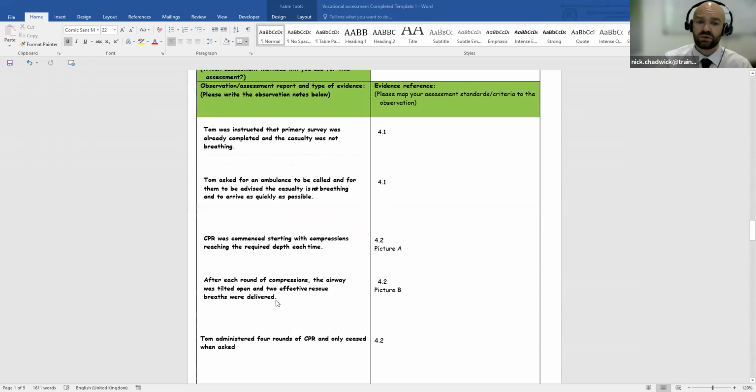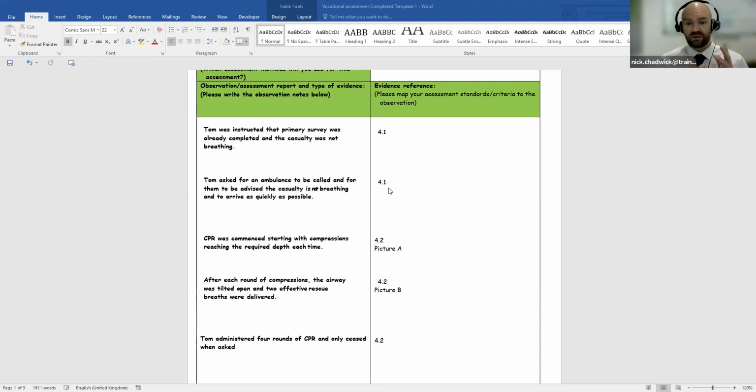Okay. You can, of course, keep your observation notes quite brief when you're observing, because when you observe a learner, that's the main part. You can write up your notes afterwards as well, but the main thing is that you are observing to make sure that the learner is demonstrating the correct technique. So just a few comments here. Tom was instructed that primary survey was already completed and the casualty was not breathing. This maps to criteria 4.1, and Tom asked for an ambulance to be called and for them to be advised the casualty is not breathing and to arrive as quickly as possible. So once again, it maps to the standards of 4.1.